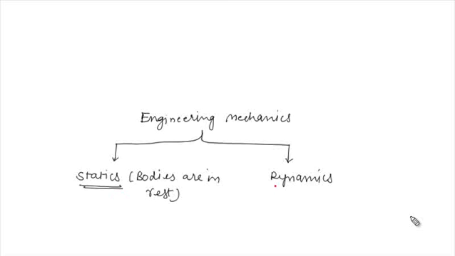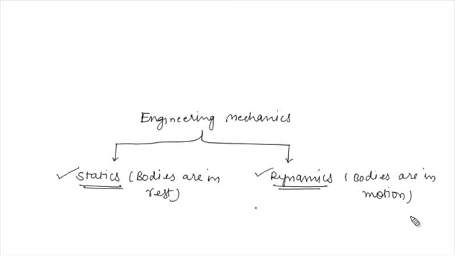Similarly, dynamics is the other branch of engineering mechanics which deals with bodies which are in motion. So these are the main classifications of engineering mechanics, that is statics and dynamics.